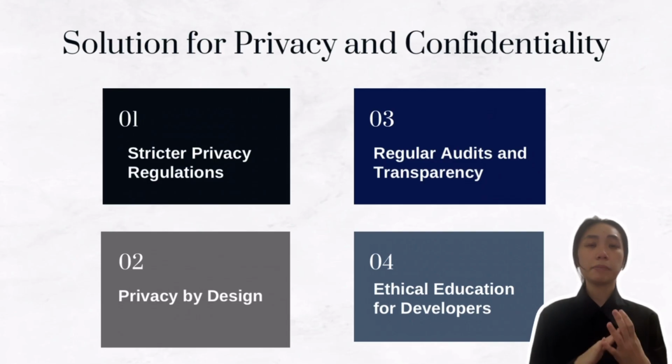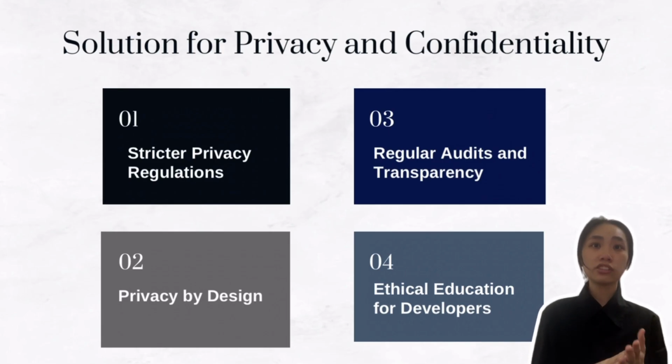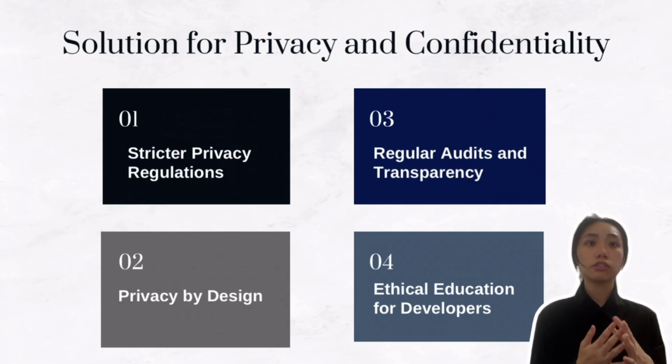In addition, companies must adopt the principle of privacy by design, where privacy safeguards are built into software systems from the very beginning. Regular audits, stronger access controls, and clear privacy policies are essential to prevent unauthorized data sharing. Lastly, ethical training for software developers can also help ensure that data is handled responsibly.